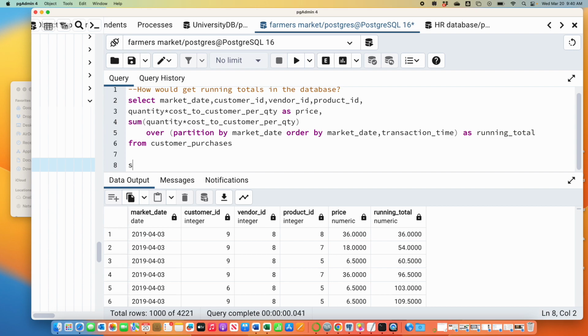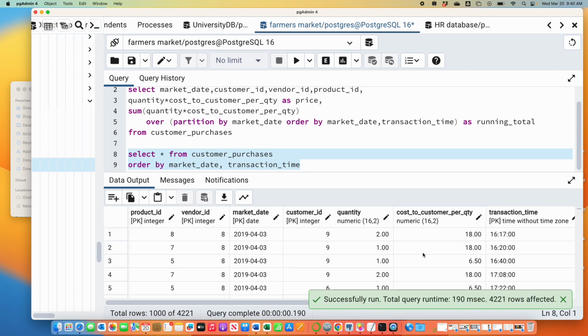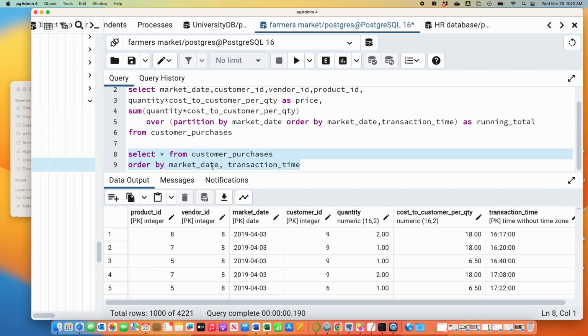Oh, sorry, okay. Let me go back to the big table, just order by market date, transaction time. This is what I should have looked at to begin with. So when I first ordered by market date, that 650 or whatever was not the first purchase made on that first day.